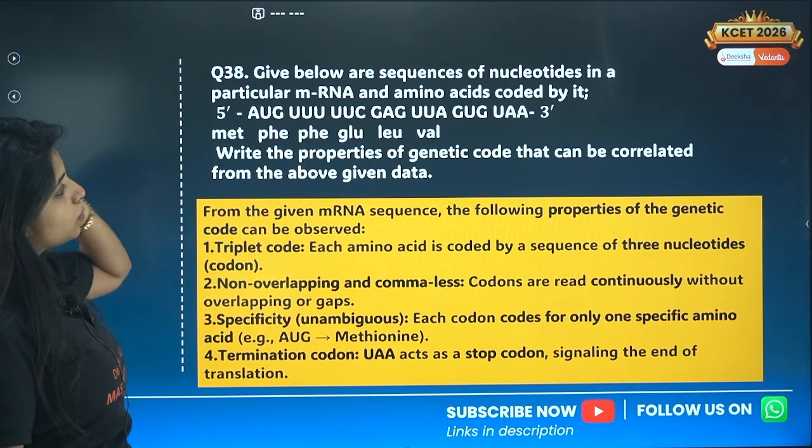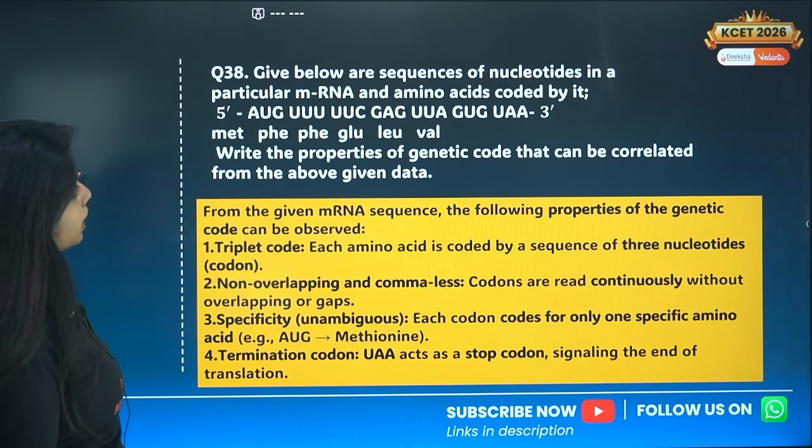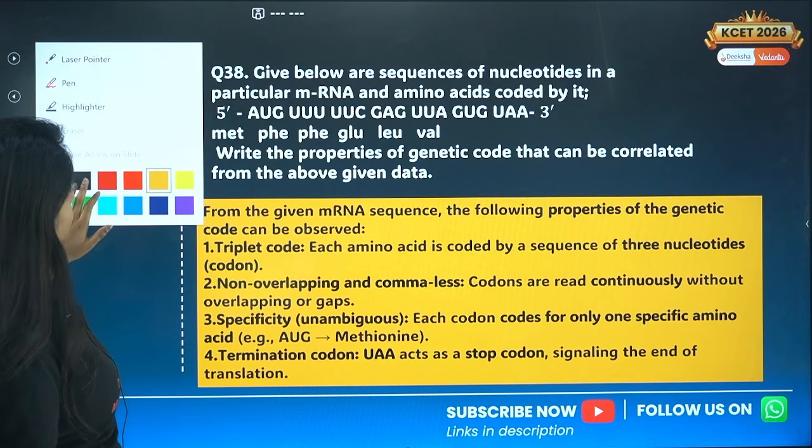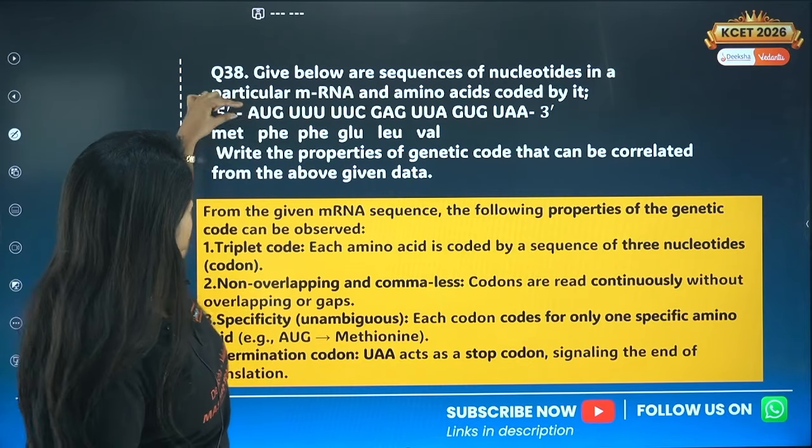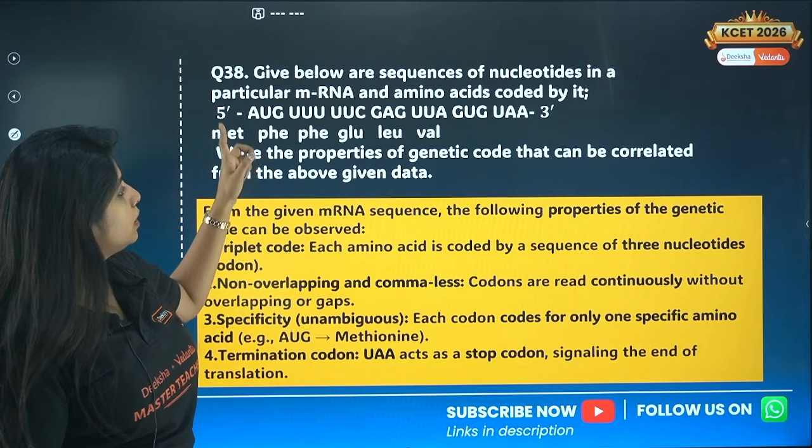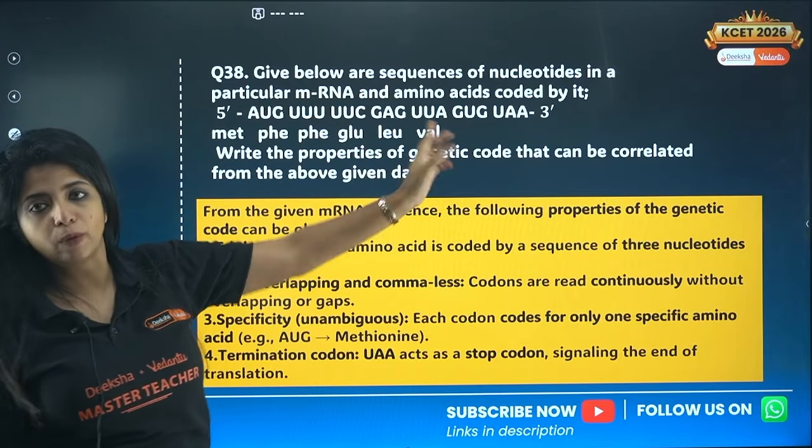Now, given below is a sequence of nucleotides in a particular mRNA and the amino acids coded by it. My dear children, over here this is a sequence and these are the amino acids coded by it: methionine, phenylalanine, glutamine, leucine, valine, all of it.